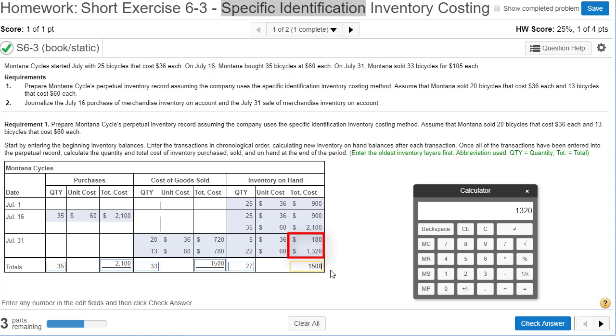So if your boss asked us at the end of the month, how many bicycles do we have left? 27. How much did they cost us? $1,500. And if your boss asked us how many bicycles did we sell this month? 33. What's the cost of our goods sold? Well, those 33 bicycles cost us $1,500 total. How many bicycles did we purchase? 35, and they cost us $2,100.